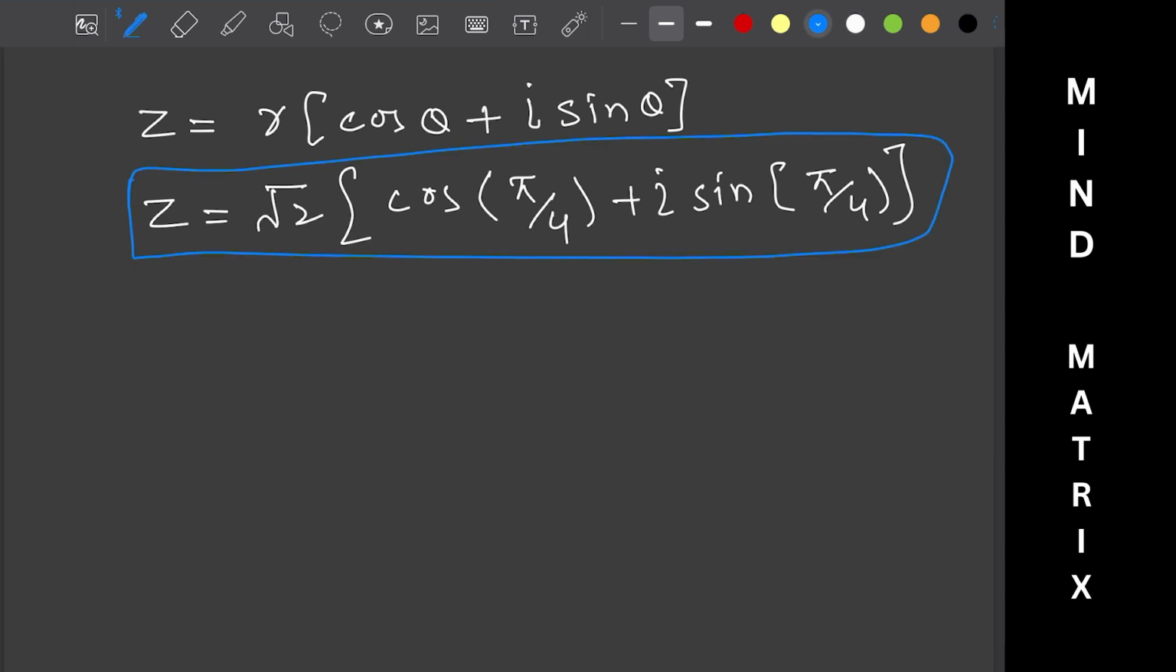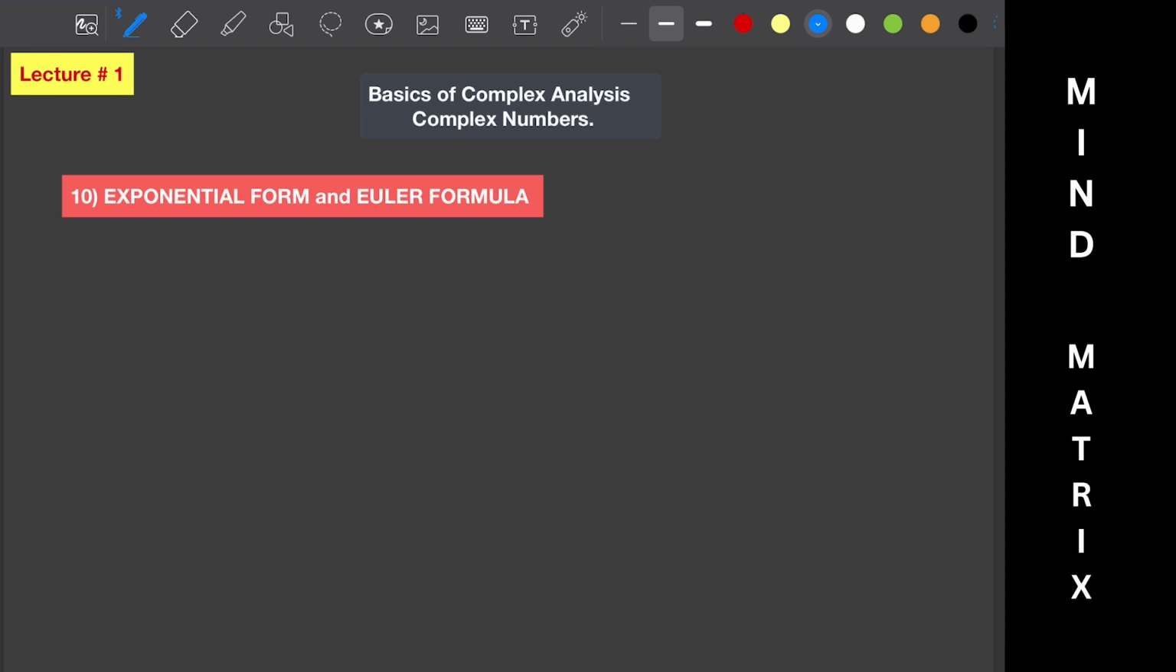Now let's move toward our next topic, which is exponential form and Euler formula.